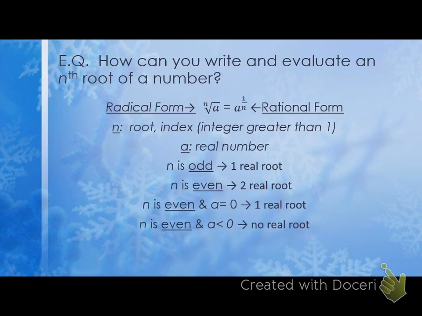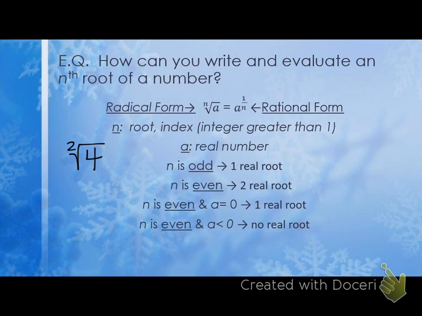Now, our essential question: how can you write and evaluate an nth root of a number? You are all very familiar with a problem that looks like this. How would you read this radical right here? The square root of 4. So what root are we looking for if our problem looks like this? He just said the square root. So what number is represented by the word square? 2. Okay, so when you have a radical and there's nothing sitting right here, it is an understood 2.